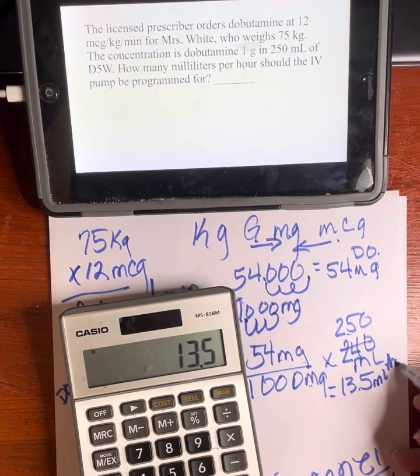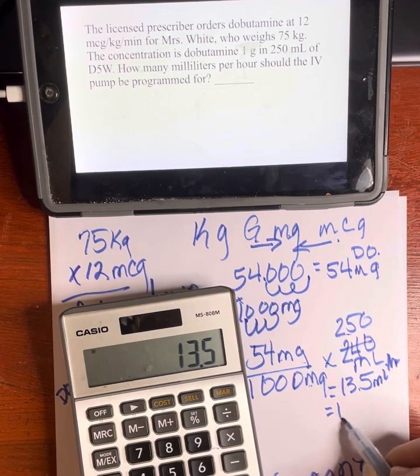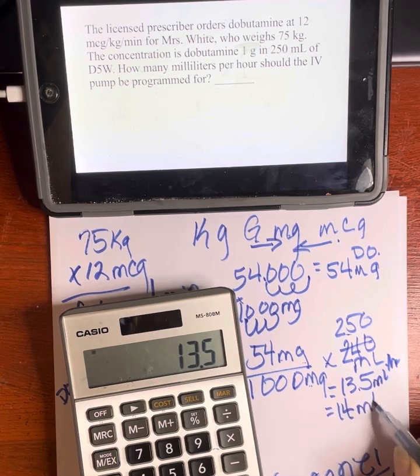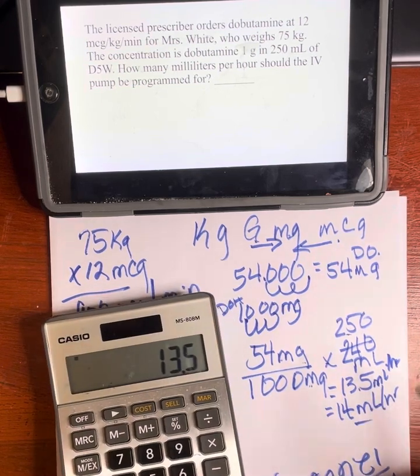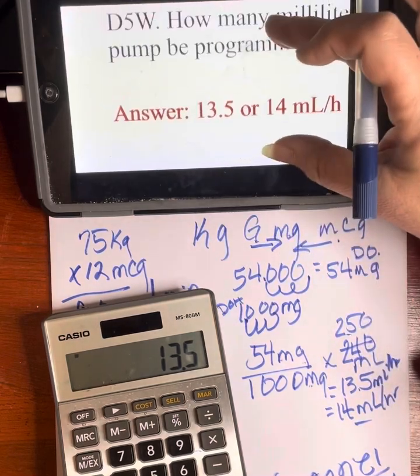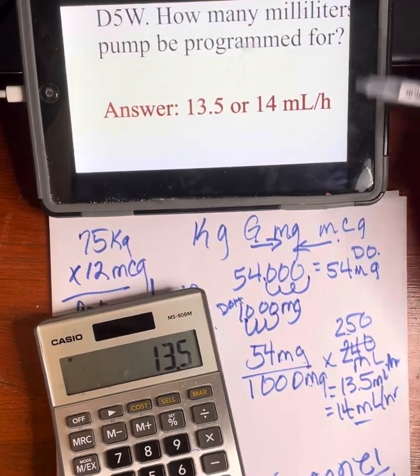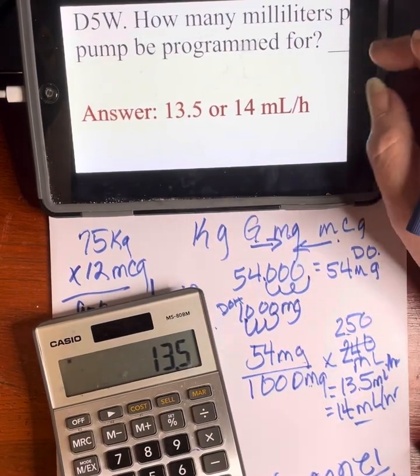milliliters per hour. And we're rounding it to a whole number. 14 milliliters per hour. You get that? Look. You know what we just did. We saved another one.